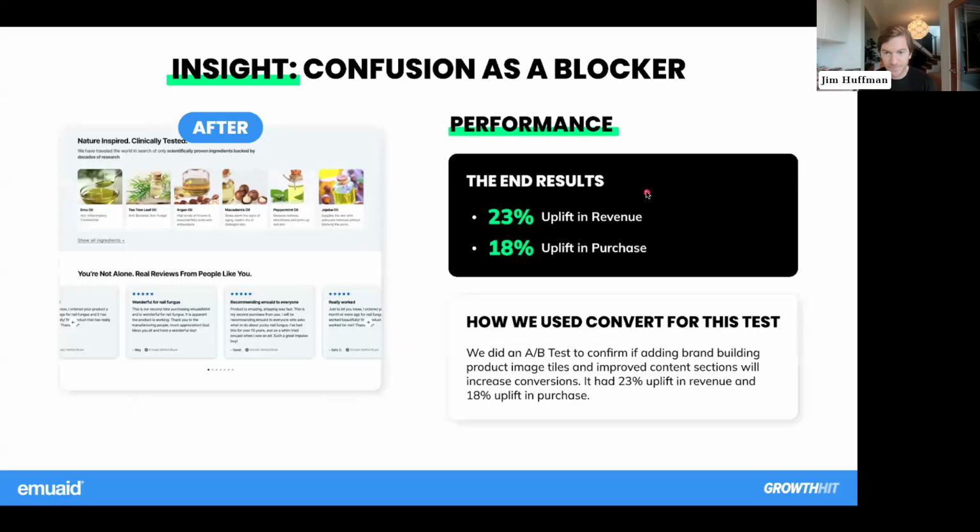And so we got a 23% lift in revenue and 18% uplift in purchases. And so using Convert, we were able to confirm, okay, adding these brand building product image tiles in a static way on the core ad landing pages worked. And then we could scale it across the website.